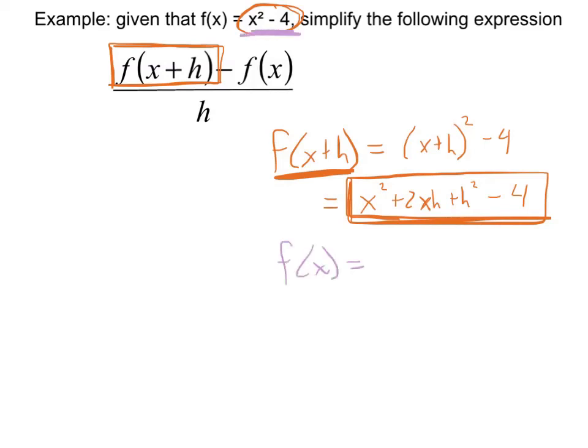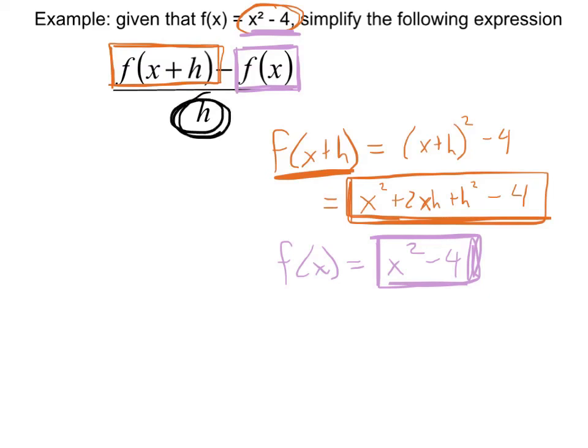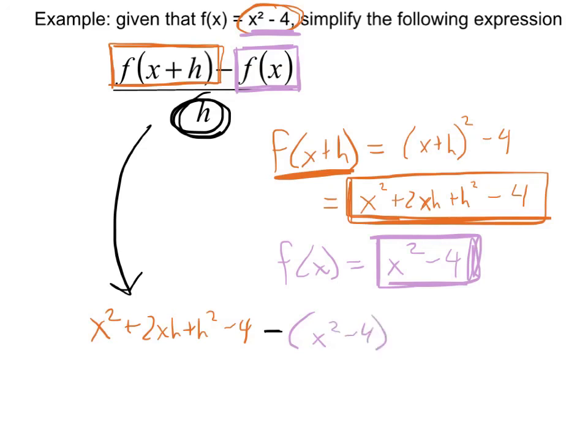Now, next up, what is f of x? Well, we knew from before, f of x is x squared minus 4. That means this expression can be put right here. And then the last thing is, what is h? Whatever, h is h, it's going to be there. So how can I simplify this expression? I can simplify it by writing down the things I just did. I can first put x squared plus 2xh plus h squared minus 4. Then I can put minus, and in parentheses, x squared minus 4. And then on the bottom I can have h.